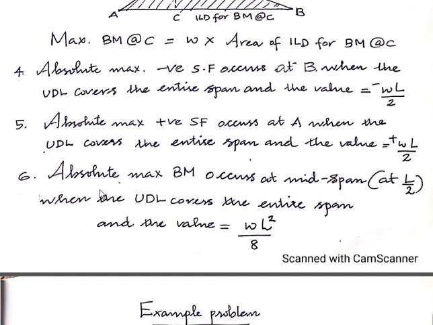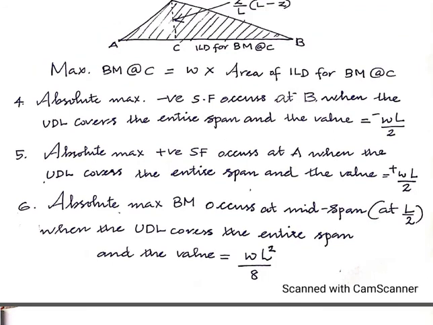And about the absolute maximum bending moment, it occurs at mid-span when the UDL covers the entire span. So again, the absolute maximum bending moment also occurs when the UDL covers the entire span, at mid-span, and the value of absolute maximum bending moment is WL square by 8.